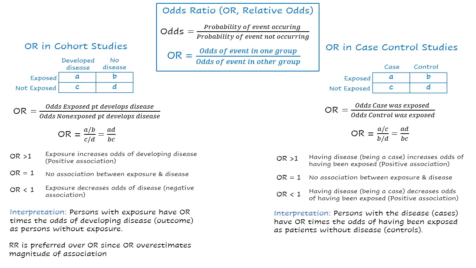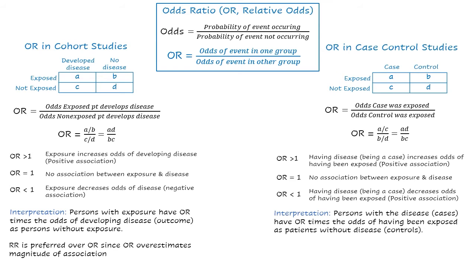Now for case control studies, we calculate the odds ratio by dividing the odds that a case was exposed by the odds that a control was exposed. The conclusions we draw are similar but not the same as those for cohort studies. We can still make the assertion that if an odds ratio is greater than or less than 1, an association exists between disease and exposure, but we have to be careful how we word it.